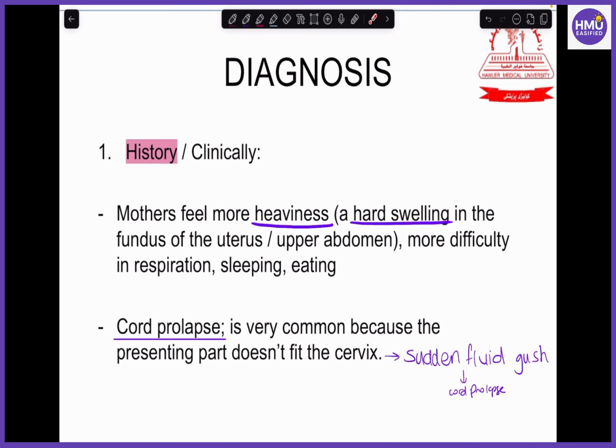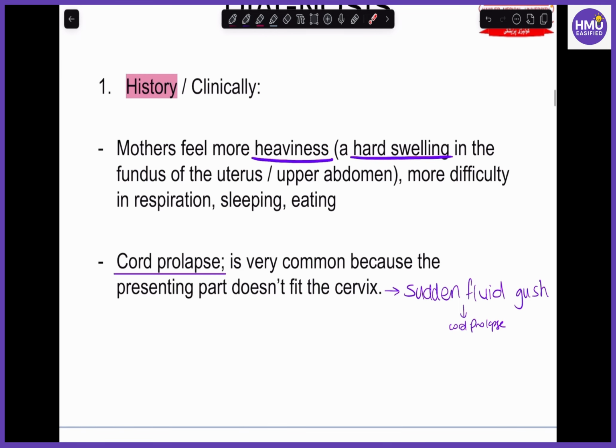And diagnosis. Management will start with history. In history, the mother feels heaviness in the fundus, in the upper part of the abdomen. So the head is heavy and hard, so they'll feel heaviness in the upper part. As this heaviness compresses over the diaphragm, it causes difficulty in respiration, sleeping, and eating.